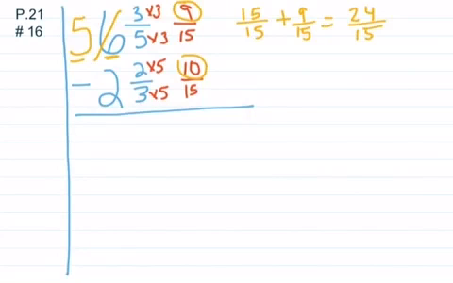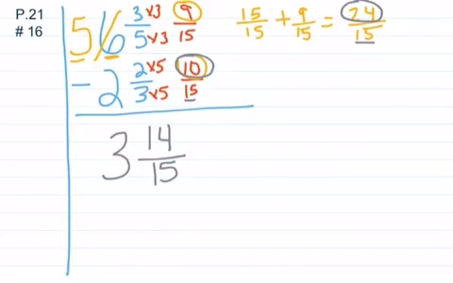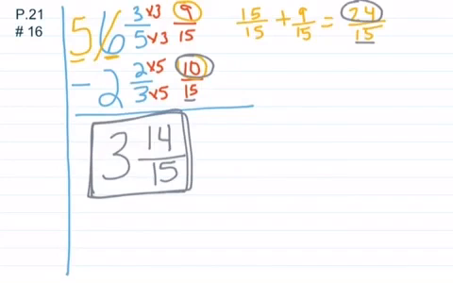Now we can subtract 24 minus 10 to get 14. We keep our denominator of 15. And then last, we've still got to subtract our whole numbers. So 5 minus 2 gives us 3. So 3 and 14 fifteenths. Okay, so you just have to borrow from that whole number on that one.